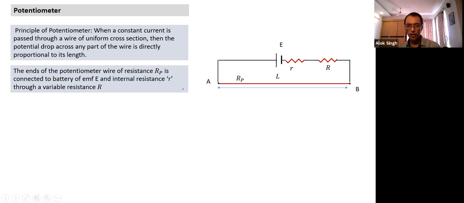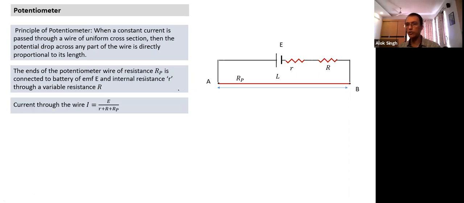So in this case, what is the current? Can we calculate current through the wire? Yes, we apply Kirchhoff loop rule. We can find the current. Current will be equal to EMF of the battery divided by the effective resistance in the circuit, which is the sum of all the resistances together.